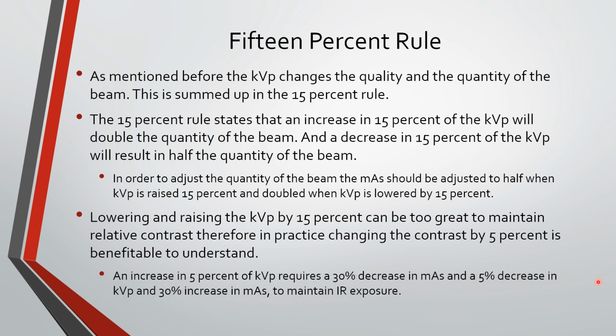An increase in 5% of kVp requires a 30% decrease in the mass, and a 5% decrease in kVp requires a 30% increase in the mass, okay, to maintain the IR exposure, if our goal is to maintain the IR exposure here. Okay, so an increase of 5% is 30%, 15% is doubling, okay, or halving.